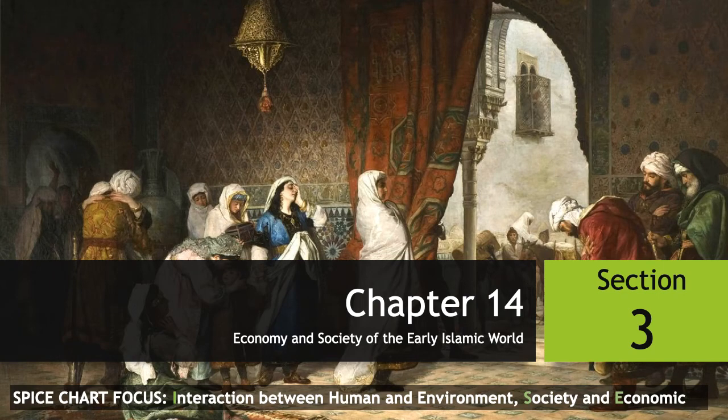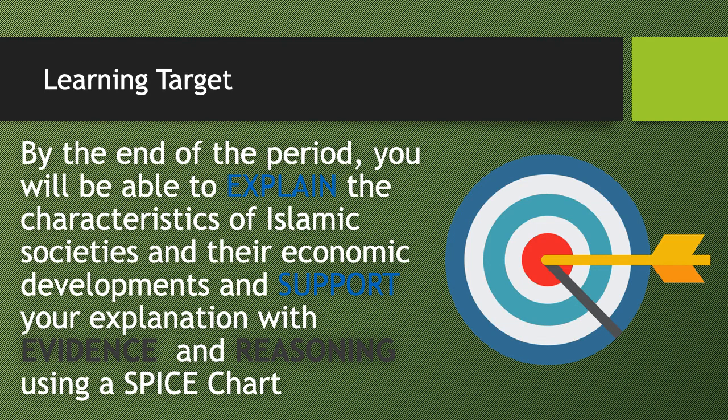Welcome, and in this chapter, we're going to focus on chapter 14, section 3, the economy and society of the early Islamic world. So if you're taking notes on your spice chart, we're going to hit the letters I, S, and E in this lecture. By the end of this lecture, I want you to be able to explain the characteristics of Islamic societies and their economic developments, and I want you to support that with evidence and reasoning on the spice chart.